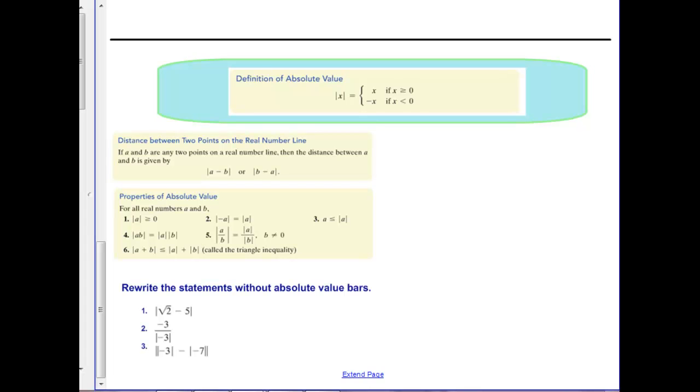Absolute value of negative a is the same as the absolute value of a. So that's saying that the absolute value of 6 is the same as the absolute value of negative 6. Absolute value of a over b is the same as absolute value of a over absolute value of b, assuming you're not dividing by 0. And a will be less than or equal to the absolute value of a. So just kind of some rules.